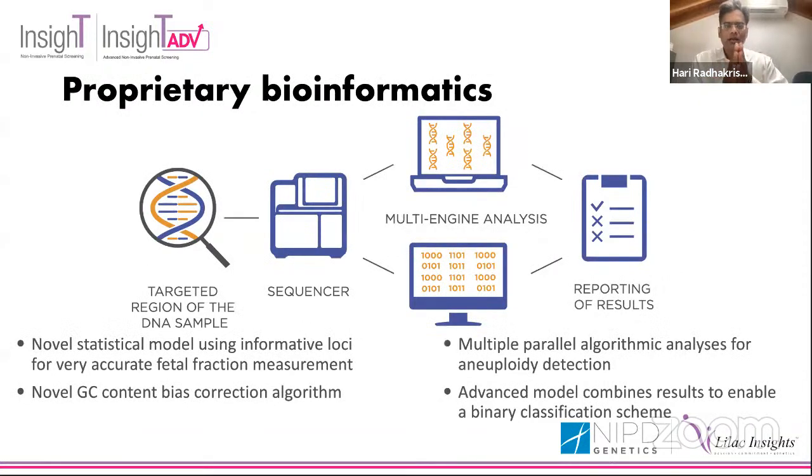We also have a proprietary bioinformatics algorithm, like I said, because we have access to read depth-based information, which is basically how many fragments we have got from each region, but we also have fragment characteristics. We can see whether the fragment is longer or shorter, and we use this information in parallel analysis, and then we combine the results. This helps us to get rid of some other causes of false results, such as maternal mosaicism.